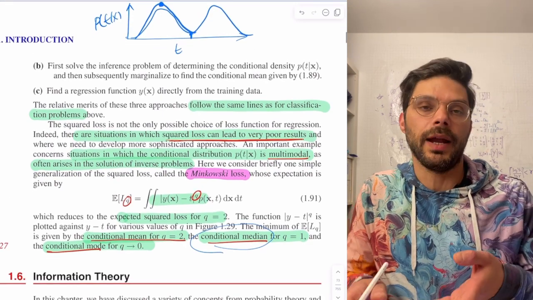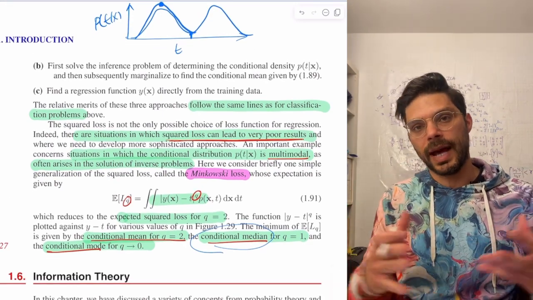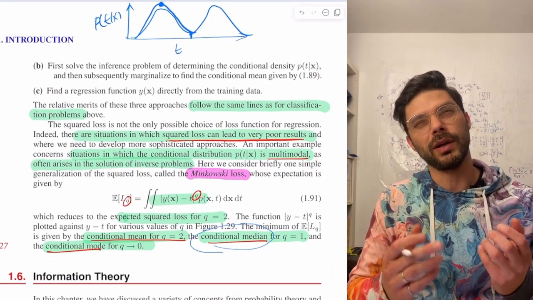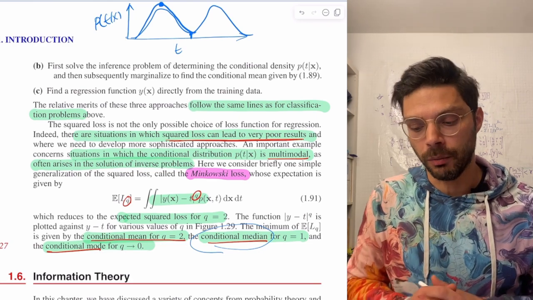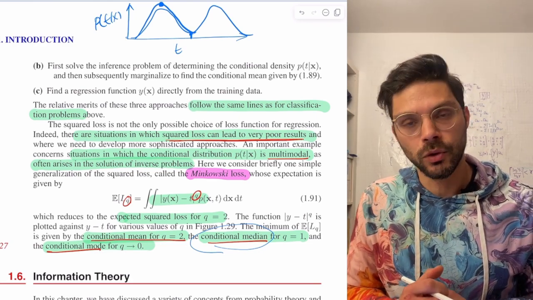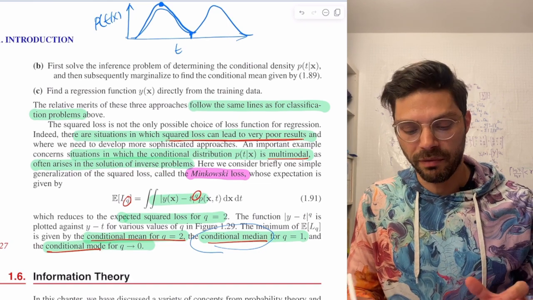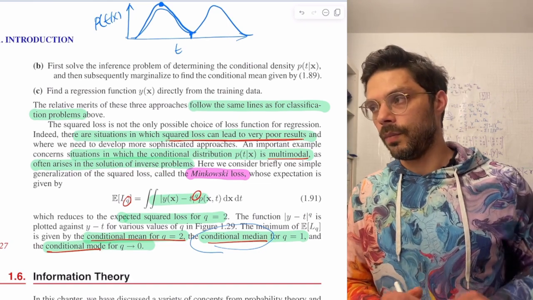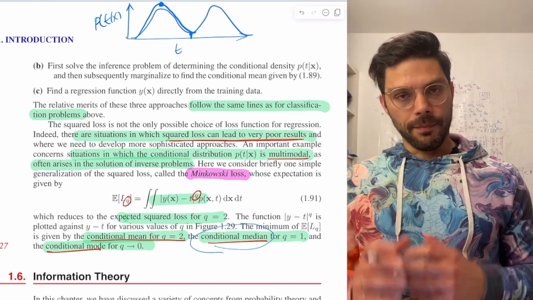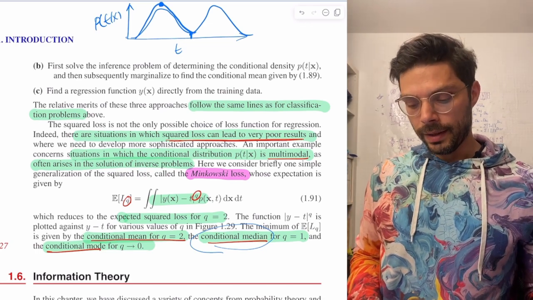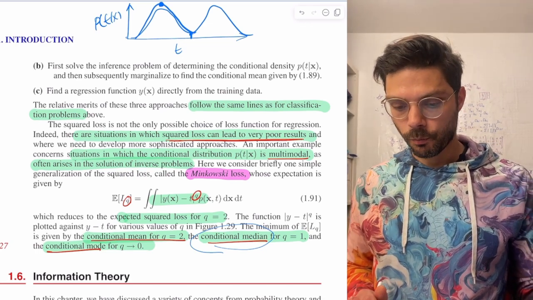So the cool thing about that, I just think it's cool because it allows you to capture a few different settings and a few different notions of loss with just a single parameter. So I think it's a cool one to know about, and I think it's fun. It would be fun to try, maybe exercise 1.27 solves it. Maybe that would be a fun one to try and derive these results.